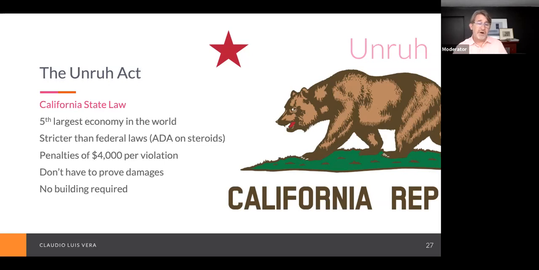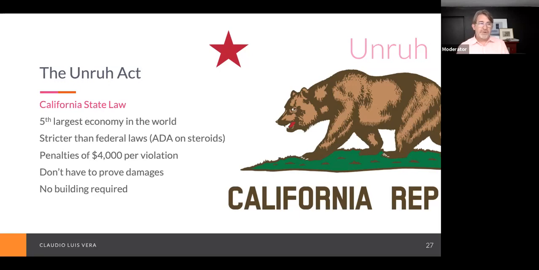So the Unruh Act is much, much stricter than the ADA. A friend of mine describes them as the ADA on steroids. And it offers penalties of $4,000 per violation. The question is, if you have a website, how do you count the violations? Is it every page that is in violation? Is it every page view or every unique visit to your website? Is it every instance of a missing piece of alternative text? That's something that still has to be hashed out in the courts.